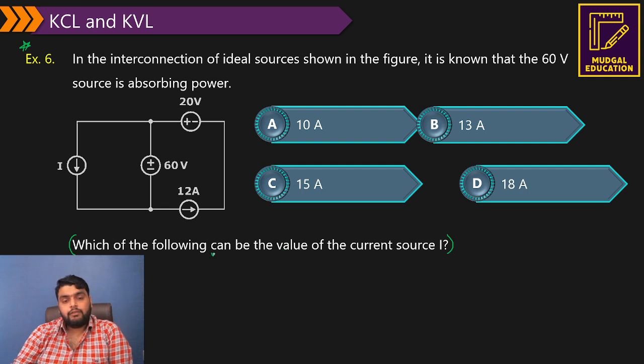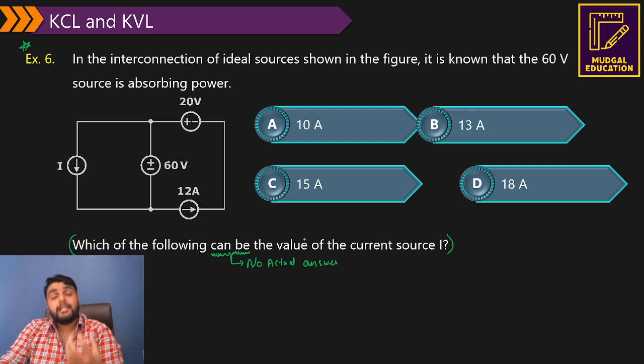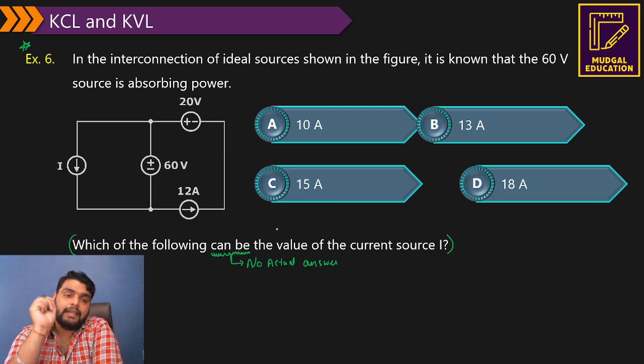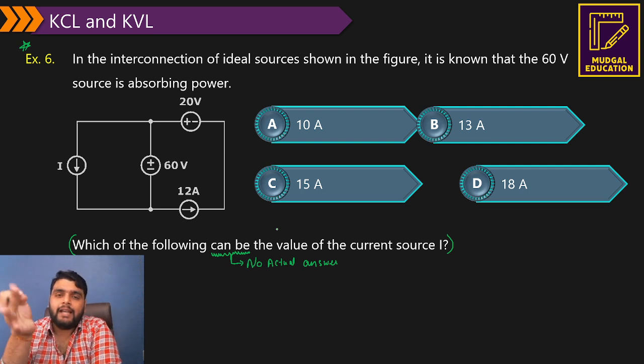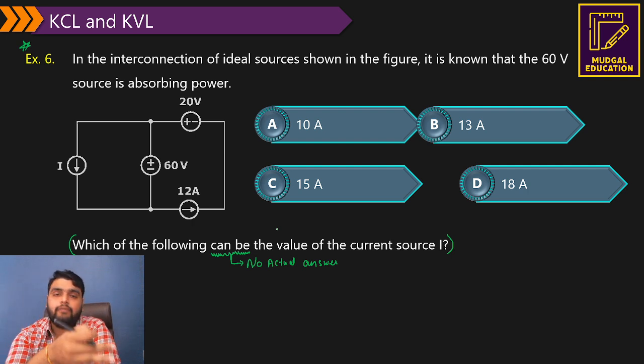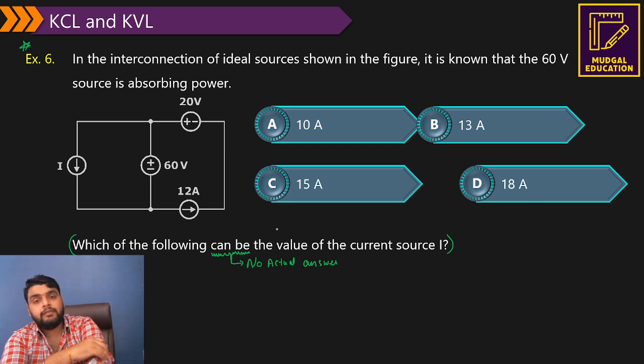Now when the words can be or maybe are used, these words are very important to take care of. Can be means that you are not going to get the actual answer. You are going to get some range of answer, or there is some condition that you have to take care of. So since the words can be are used, it means we cannot find out the actual value of I. It may happen that we can find a condition or a range, but not the actual value of I. Similarly, if the word maybe is used in a question, it also means you cannot find the actual answer.